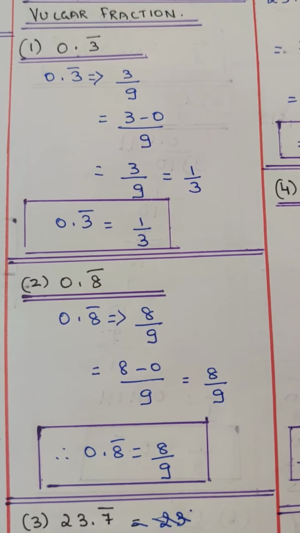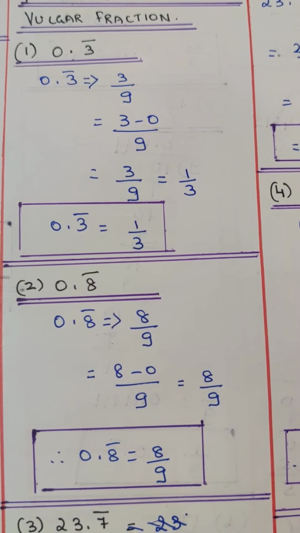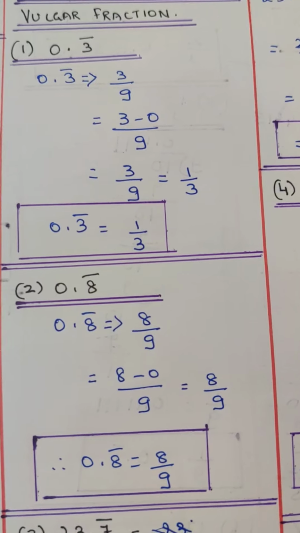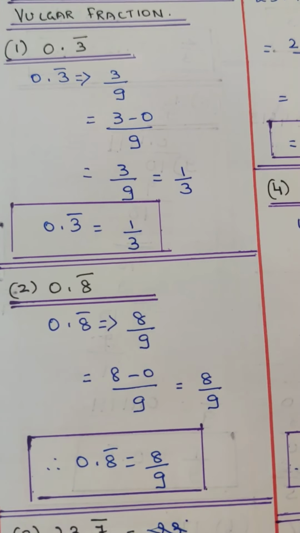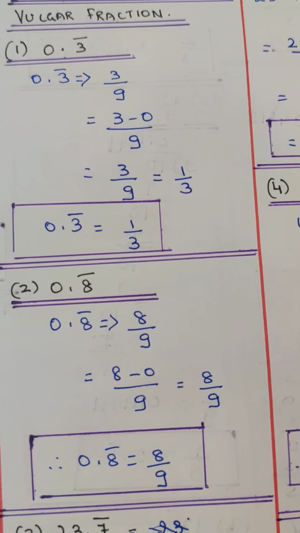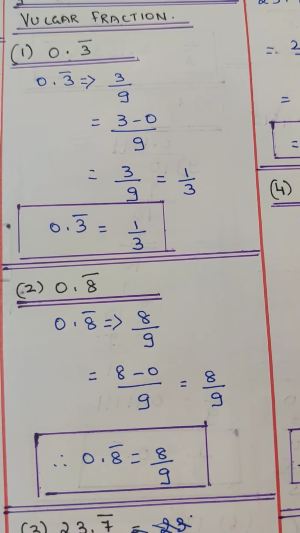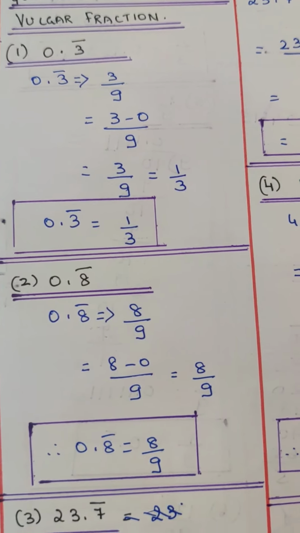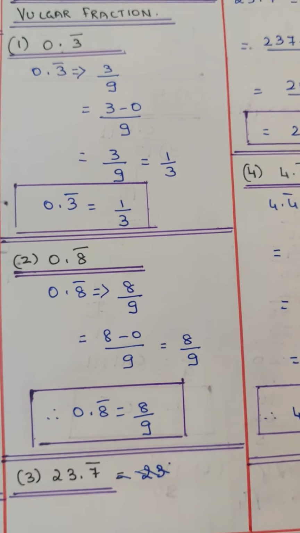Okay, again 8 bar. How many digits does the bar stay on? It's just on one digit. So it becomes 8 by 9. Now it becomes 8 minus 0 because before the point it is 0. So 8 minus 0 by 9, that is equal to 8 by 9. Therefore 0.8 bar is equal to 8 by 9.